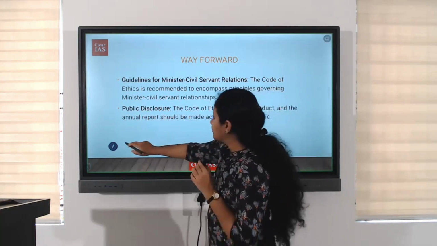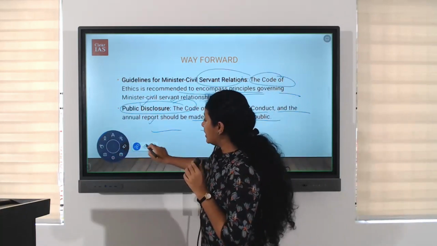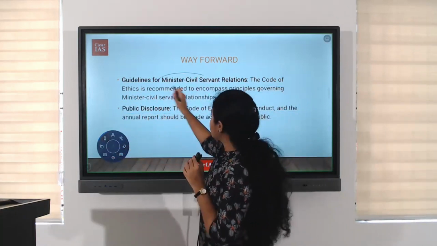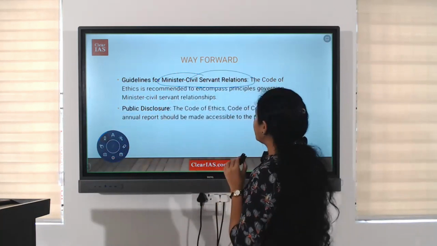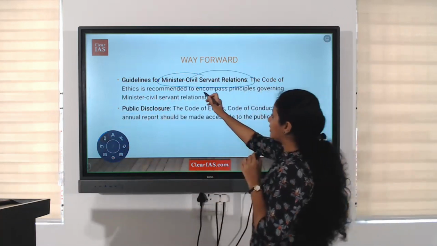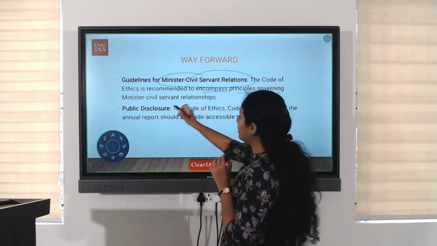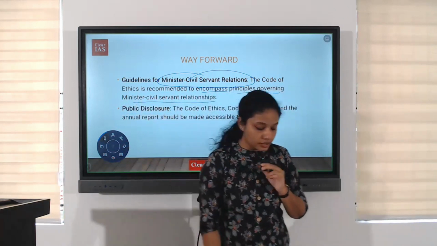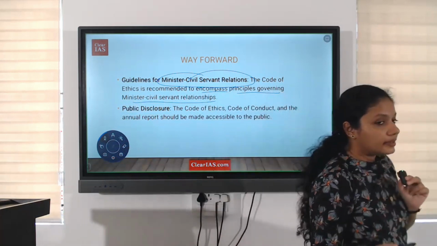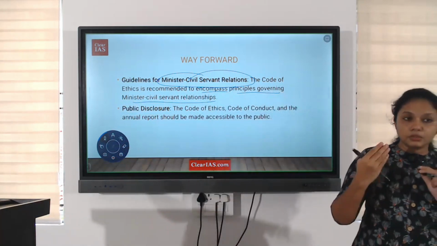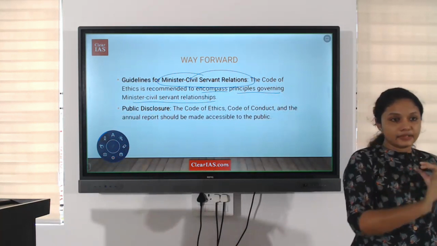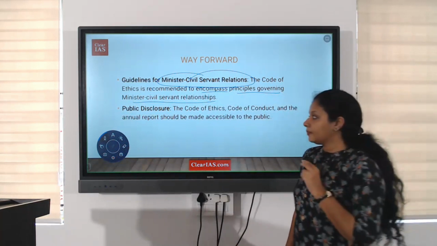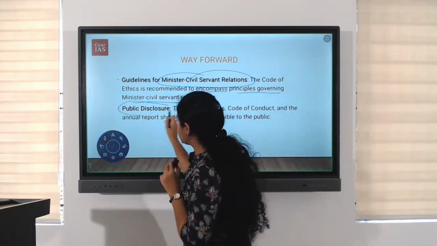Okay, next one is the guidelines for minister and civil servant relations. The code of ethics is recommended to encompass principles governing the minister-civil servant relationships. This is another way forward which is preferred. That is, the ethical code of conduct should be maintained between the ministers and the civil servants as well.